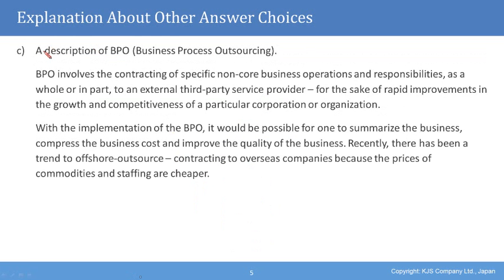Option C is a description of a BPO, a business process outsourcing. BPO involves the contracting of specific non-core business operations and responsibilities as a whole or in part to an external third-party service provider for the sake of rapid improvements in the growth and competitiveness of a particular corporation or organization.